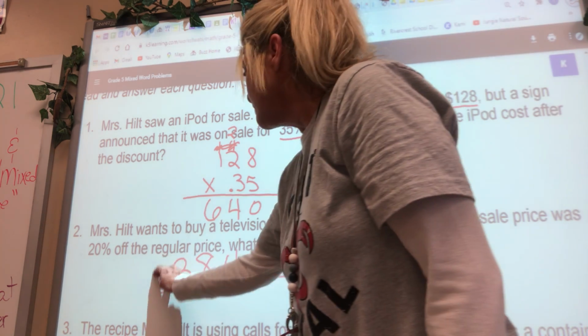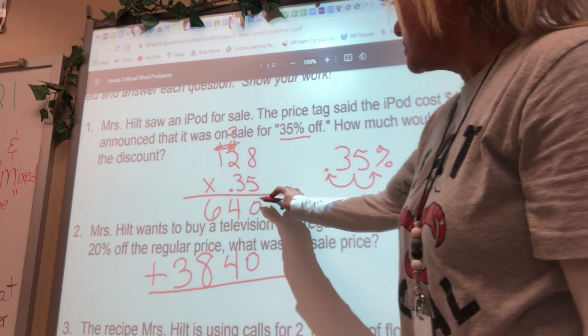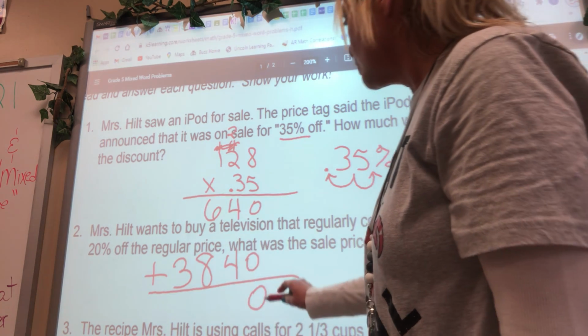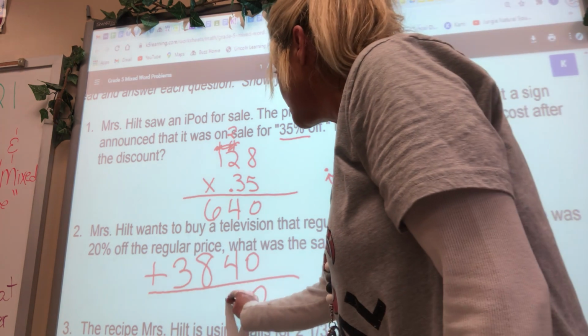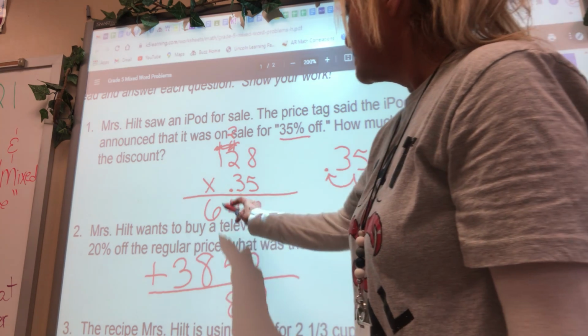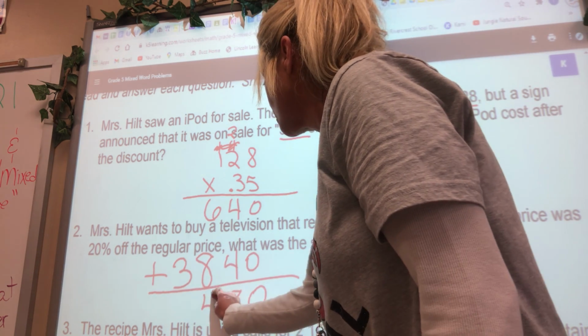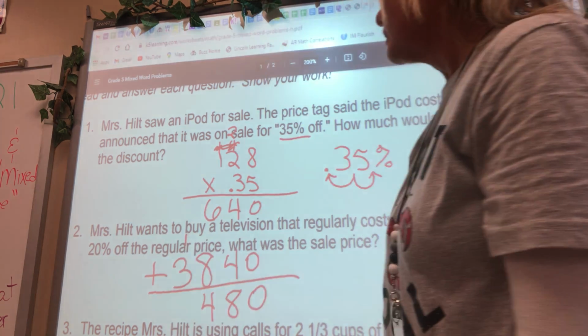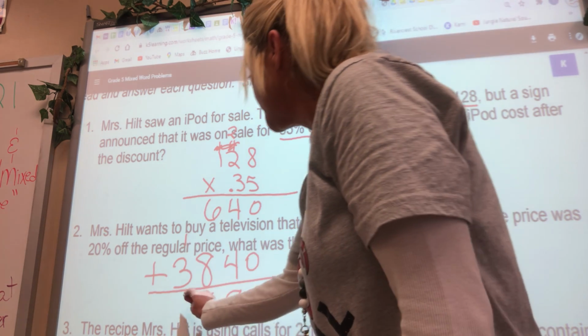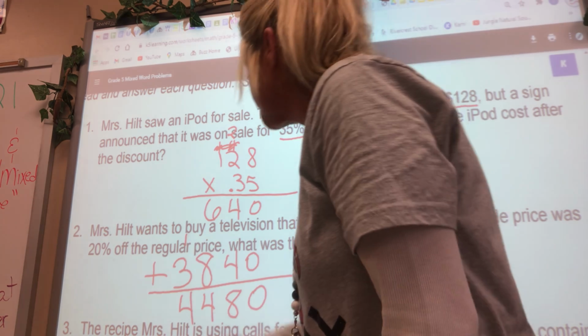Okay, and then we add our 2 rows together. 0 plus 0 is 0. 4 plus 4 is 8. 6 plus 8 is 14, carry our 1. And 3 plus the 1 we carried is 4.